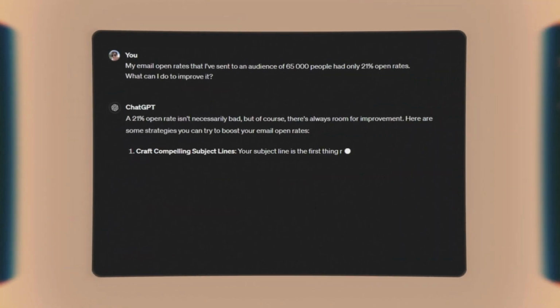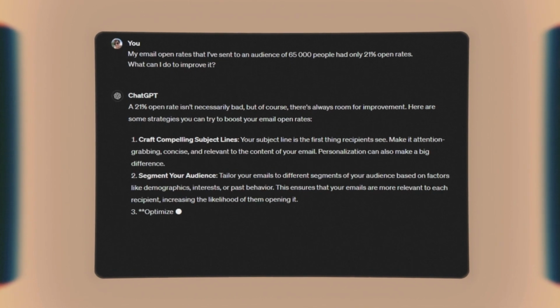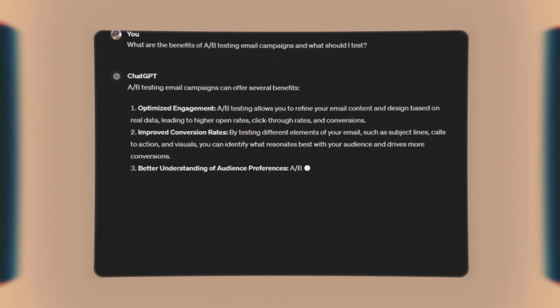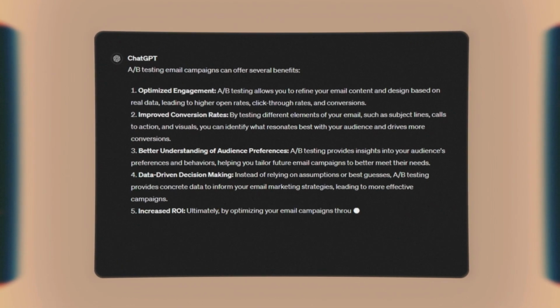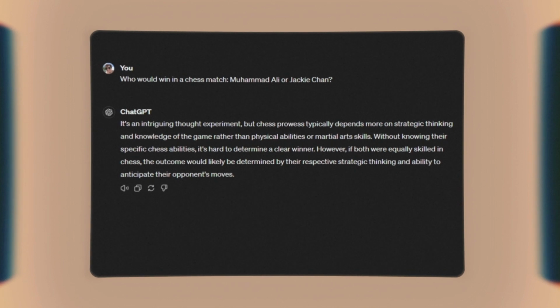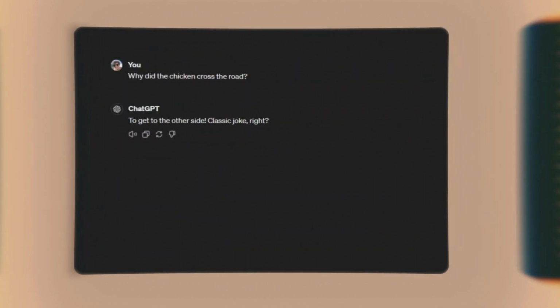So that's one use case, but you can use ChatGPT to ask it questions about email marketing strategy, some issues you might run into, best practices, general tips, and so on. My email open rates that I've sent to an audience of 65,000 people had only 21% open rates. What can I do to improve it? What are the benefits of A/B testing email campaigns, and what should I test? Why are Europeans so obsessed over Eurovision? Who would win in a chess match, Muhammad Ali or Jackie Chan? Why did the chicken cross the road?